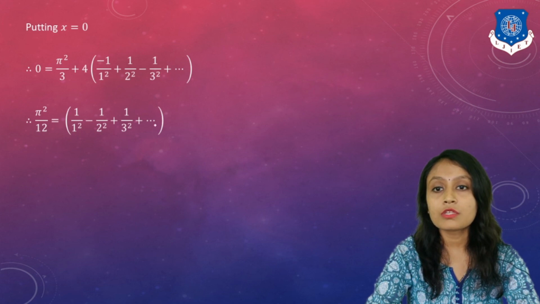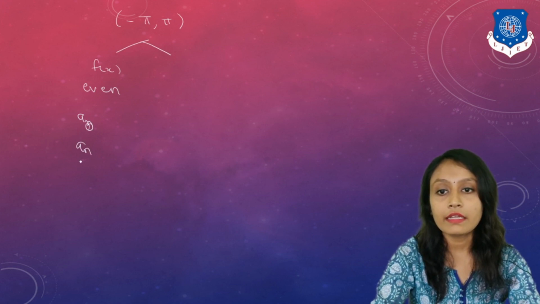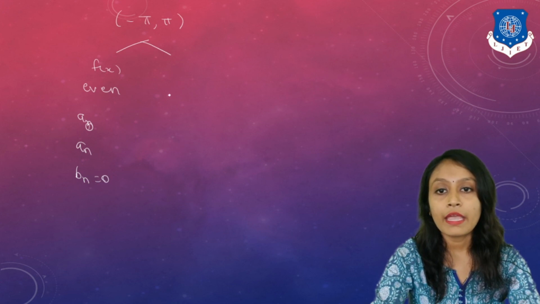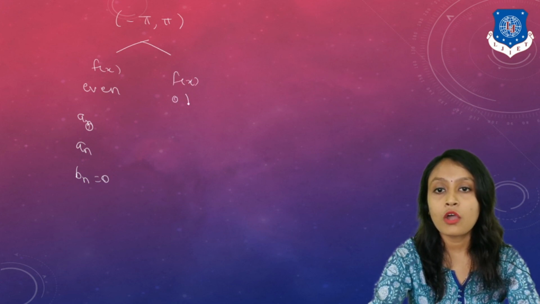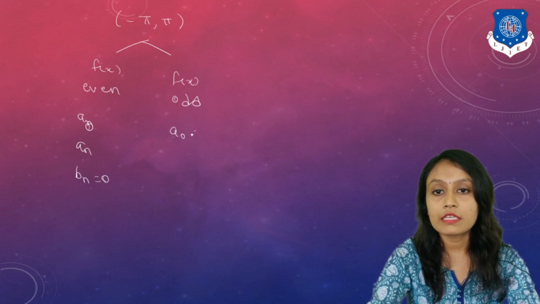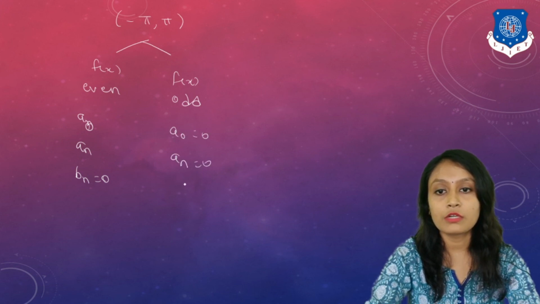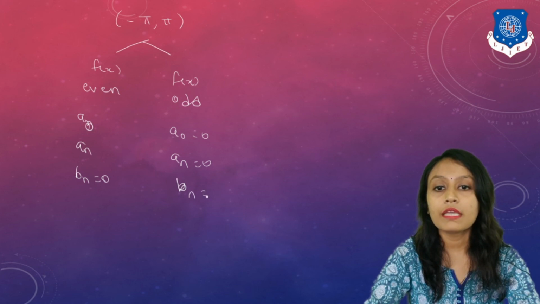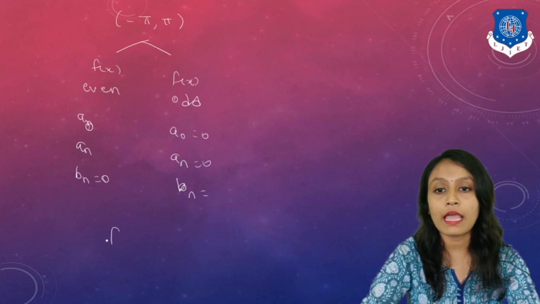So what we have discussed today: firstly, the interval was minus pi to pi. So firstly we have to check the interval, then we'll see the function. If the function f of x is an even function, then we have to find a0 and an, and bn will become 0. And if the function f of x is an odd function, right, then a0 will be equal to 0, an will be equal to 0, and we have to find bn. And after finding these terms, you have to substitute all the values in the formula for f of x.